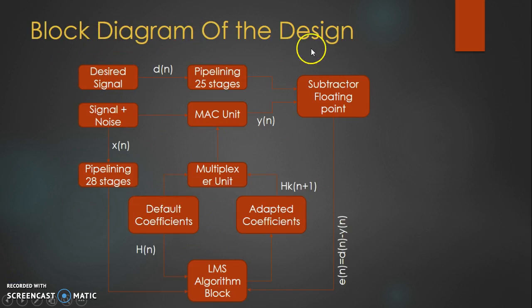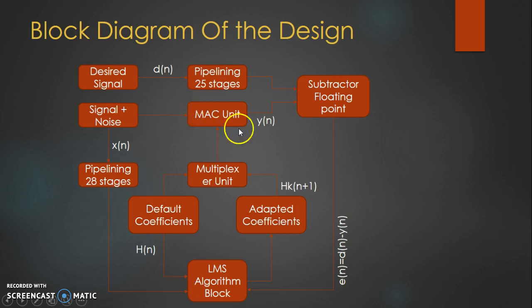So this is the block diagram of our design. We get the desired signal and the signal plus noise, which is x of n, from the MATLAB code. This desired signal d of n is basically a noise-free signal, so that is pipelined 25 stages, and the signal plus noise is sent through the MAC unit, which is nothing but an FIR filter with the default coefficients h of n.